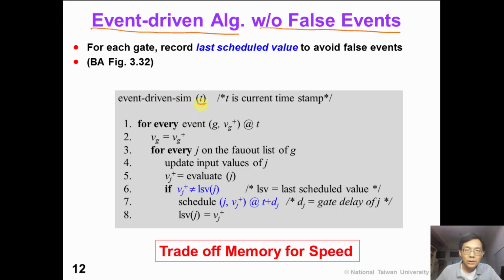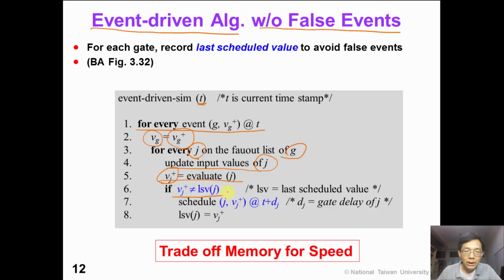At the current timestamp T, we check the event. We update the gate value. For every gate J in the fan-out list of gate G, we update the input value of J, and we evaluate the value of J in the future, which is denoted as Vj plus.